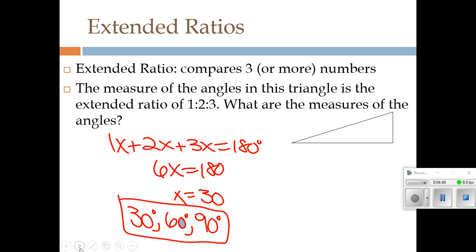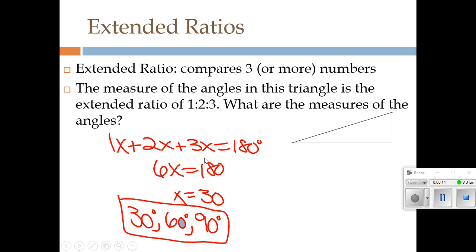An extended ratio compares 3 or more numbers. The measures of the angles in this triangle are in the extended ratio 1 to 2 to 3. What are the measures of the angles? So here, with the extended ratio 1 to 2 to 3, you just have to write 1x plus 2x plus 3x. The x represents the unit size.